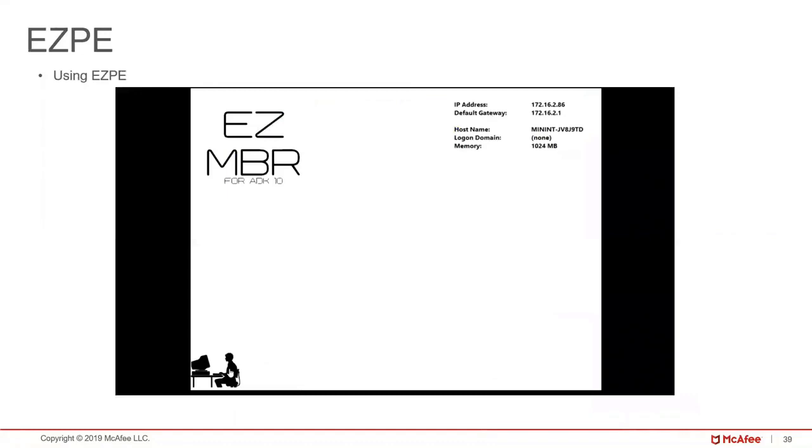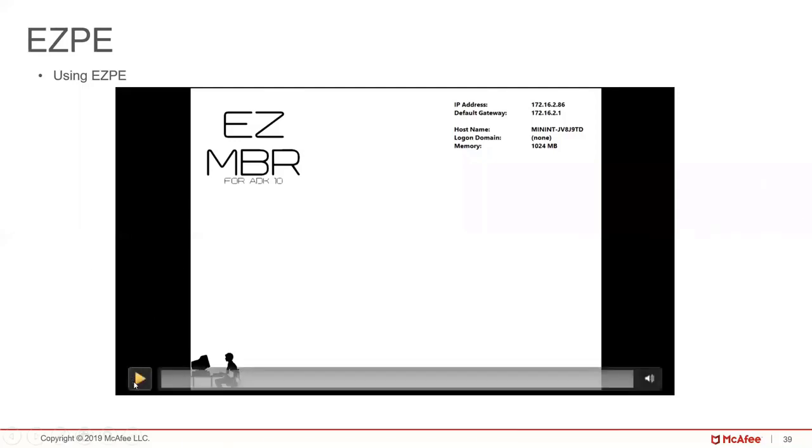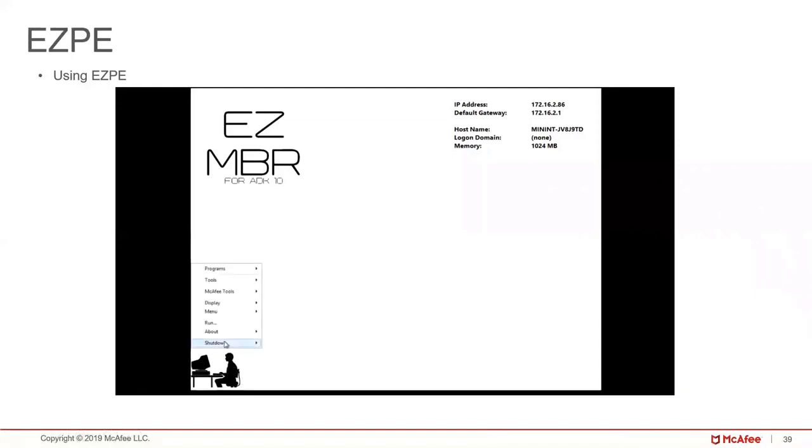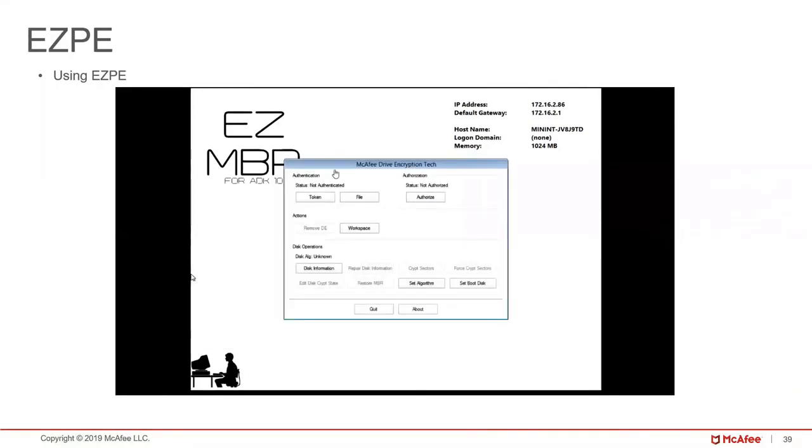When booted to the WinPE environments that are created by EZPE, they will have a bit of a customized appearance by comparison to the base WinPE environments. You'll have a menu, including one with the McAfee tools within, also listing the DETech code generator. We'll be able to launch the DETech application.